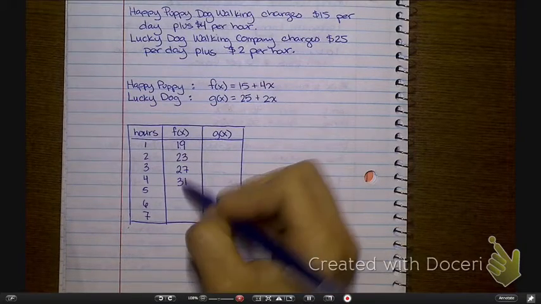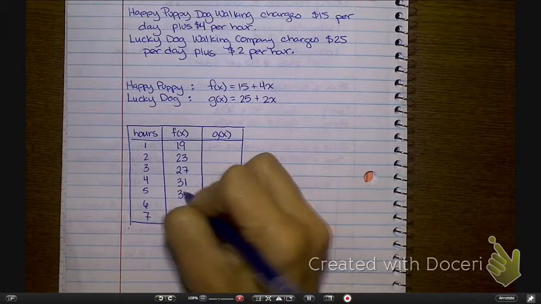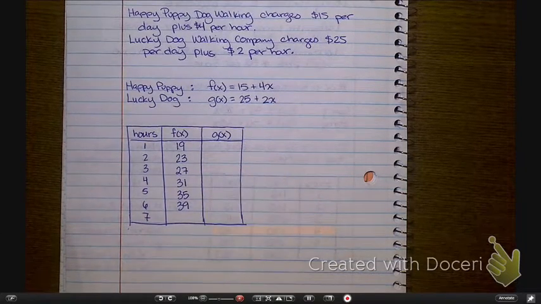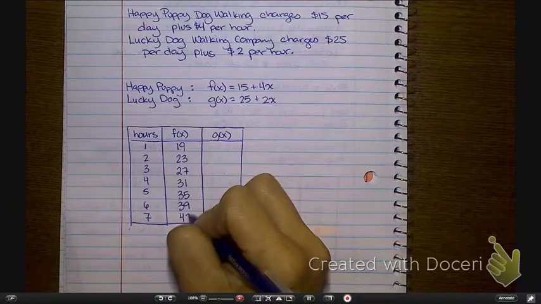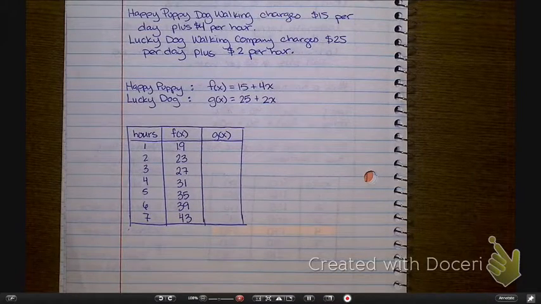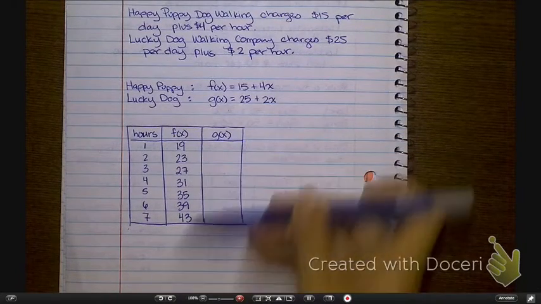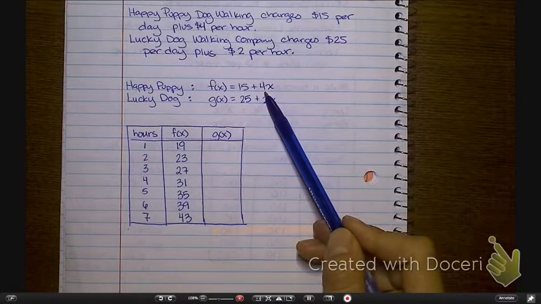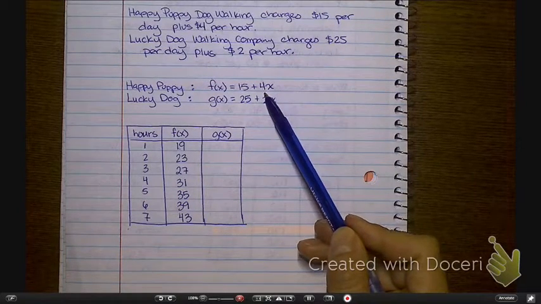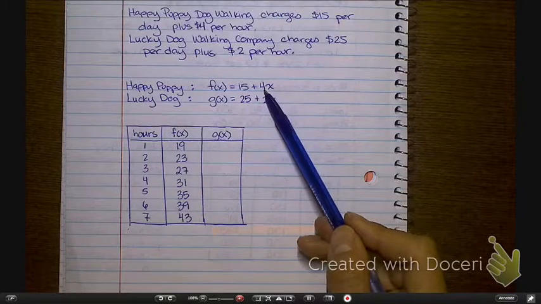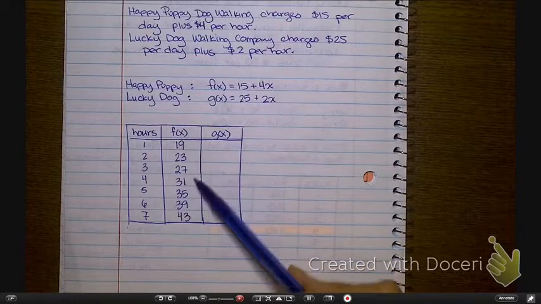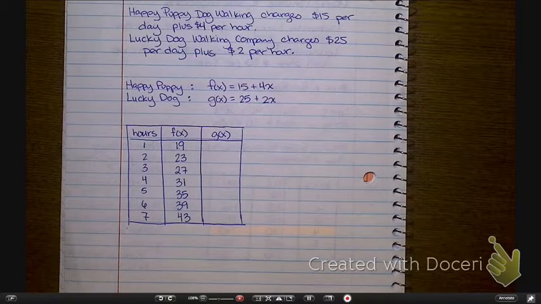So what could I expect this one to be? 31, and then the next one? 35, and the next one? 39, and then the next one? 43, right? I can keep adding 4 once I recognize that pattern. My slope also tells me how much it's going to be increasing by each time. Each hour it's going to be increasing by $4, so that's why it's going up by 4 each time. The slope tells me that as well.